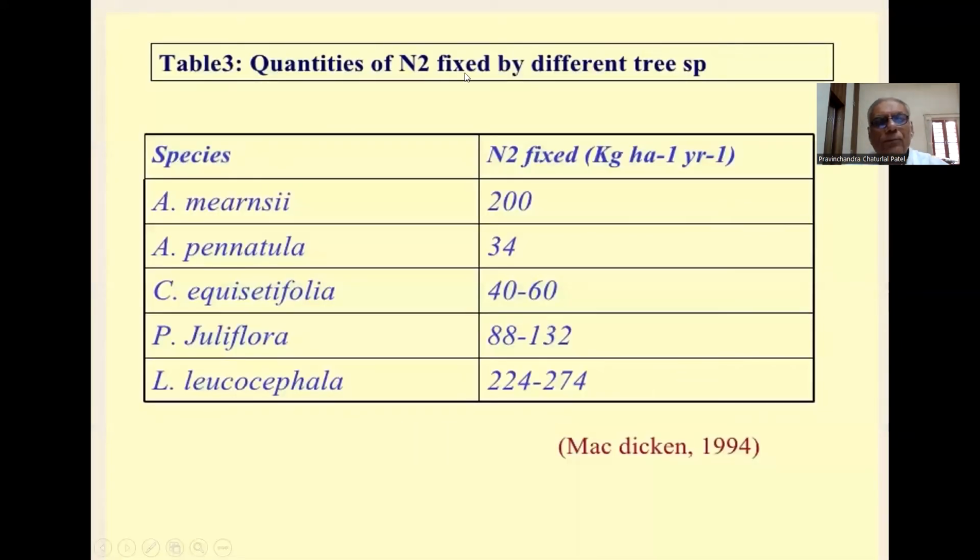Then quantities of nitrogen fixed by different tree species. So you know that leguminous trees also fix the nitrogen from the atmosphere. So here you can see that 200 kg, Pongamia 34 kg, Acacia 40 to 60 kg, Prosopis juliflora 88 to 130 kg per hectare per year. Then Leucaena, Subabul, 224 to 74 kg per hectare per year. So it adds nitrogen in soil and it improves the soil fertility.